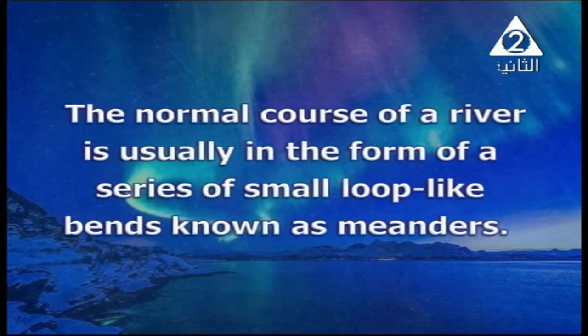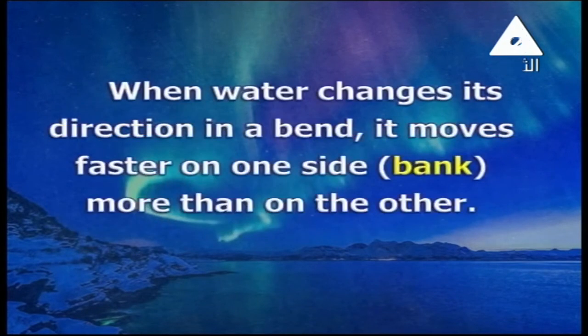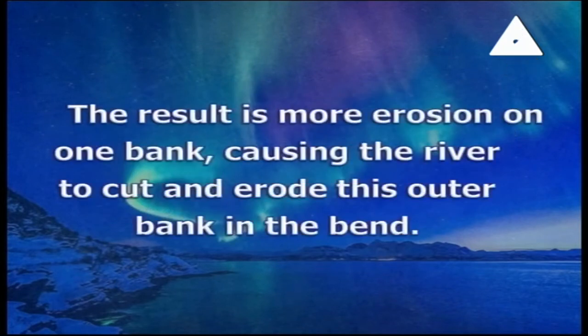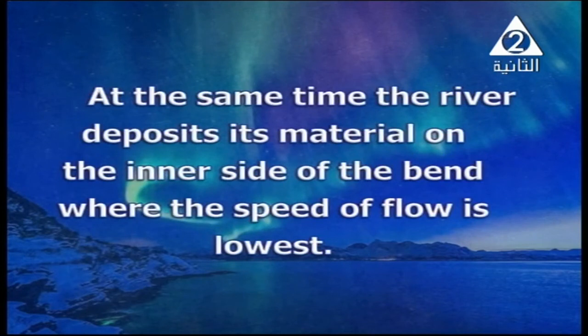The normal course of a river is usually in the form of a series of small loop-like bends known as meanders. When water changes its direction in a bend, it moves faster on one side of its banks than the other side. The result is more erosion on one bank, causing the river to cut and erode this outer bank in the bend. At the same time, the river deposits its material on the inner side of the bend, where the speed of the flow is lowest.